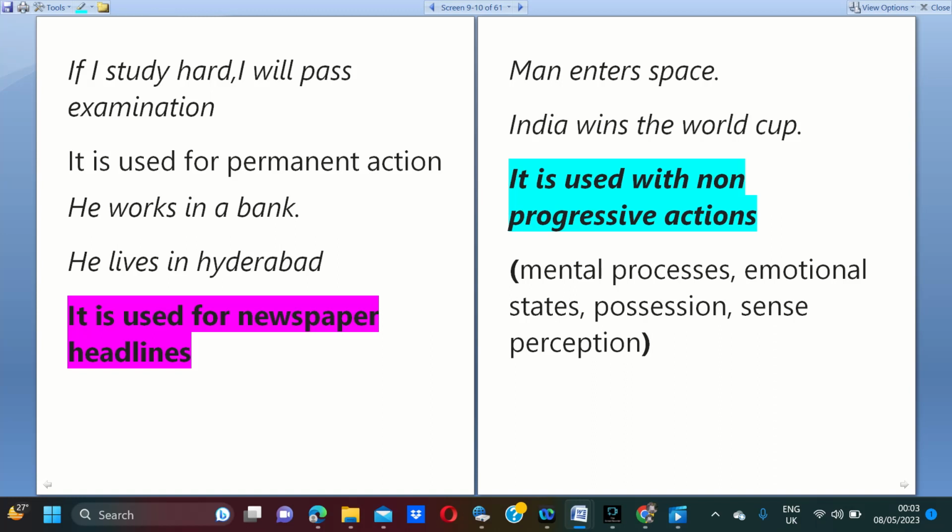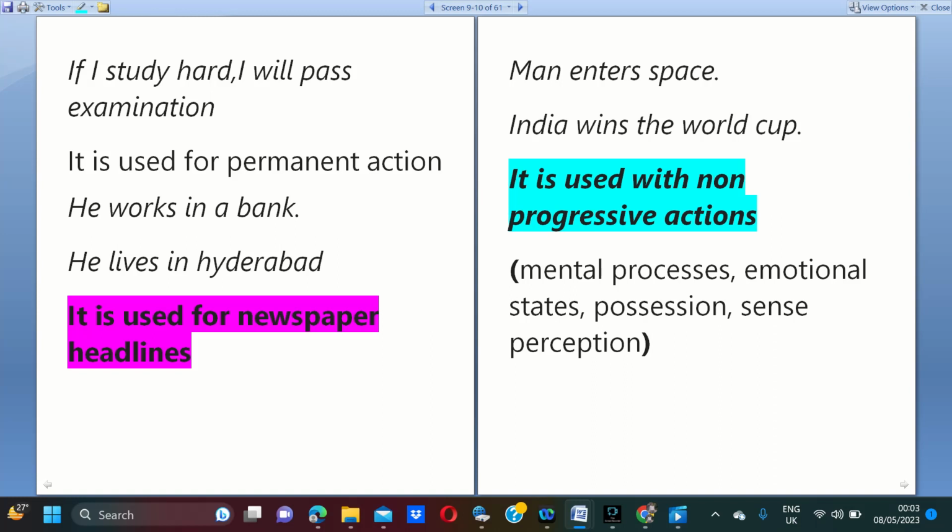Which talks about result? Main class always talks about result. Simple present is also used to talk about permanent actions. What are those permanent actions? Suppose he works in a bank, he lives in Hyderabad, his native place is Hyderabad. See, simple present tense is used to talk about permanent actions also.